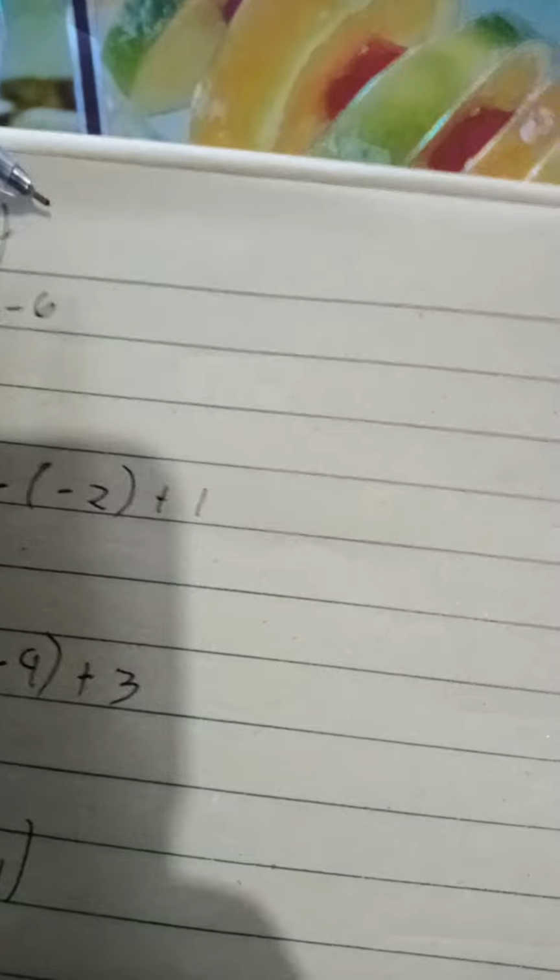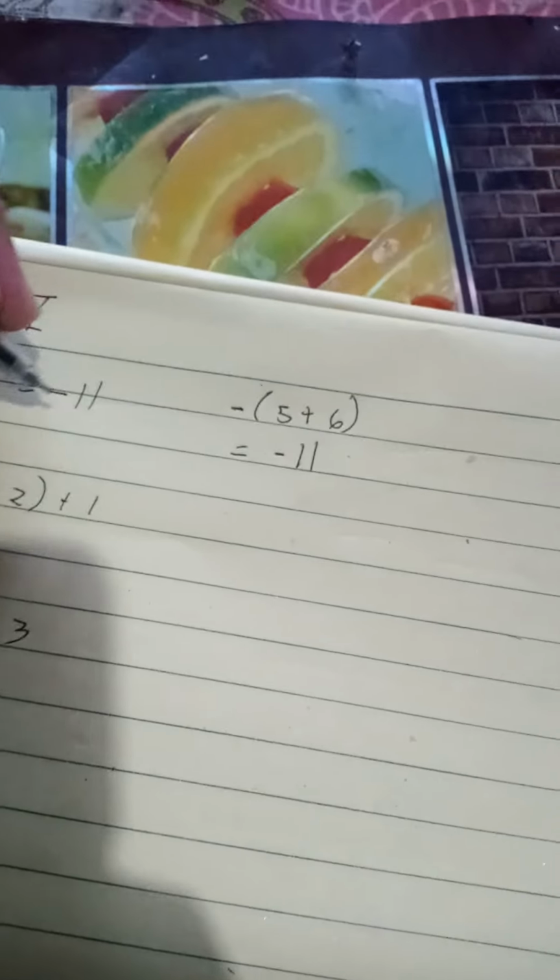Part 4. So number 1 is negative 5 and negative 6. So we must calculate negative 5 plus negative 6, which equals negative 5 minus 6, equals negative 11. So our answer here is negative 11.